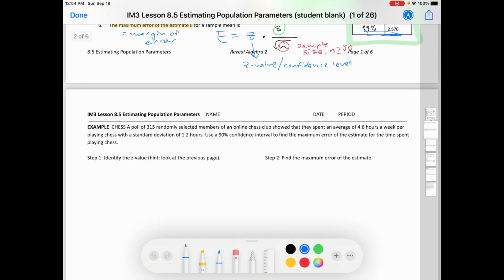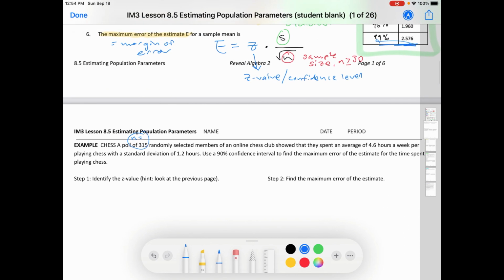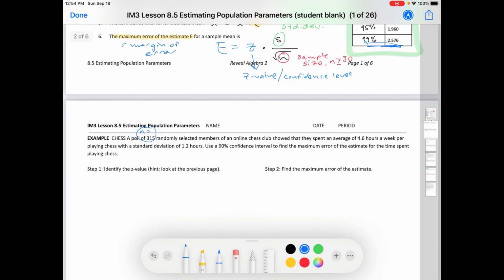All right, the first thing I'm going to do is just take all the variables that we just read. So I have 315, so I think that is the total number of people there. And then it tells me it takes an average of 4.6 hours, so I would read that as the mean. Not sure if we're going to need that, but I'm just highlighting it. And then I have the standard deviation here, so S equals 1.2 hours. And then this confidence interval, we're going to have to go back and use the chart on the previous page to find the maximum error. And then this one right here, maximum error of the estimate, that is just the E.